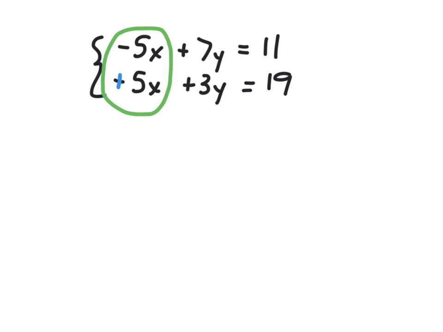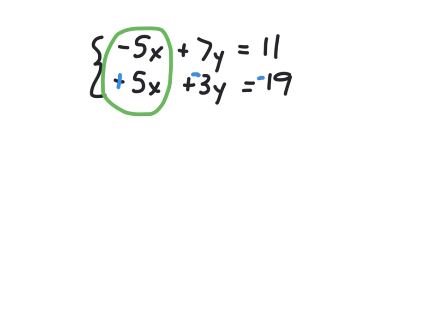You can think of this as I'm going to multiply by negative 1 to every term on the bottom. And what that does is it changes the sign. So the negative 5x becomes plus 5x. The plus 3y becomes plus negative 3y, and the equals 19 becomes equals negative 19. So you can think of it as we multiply by negative 1.